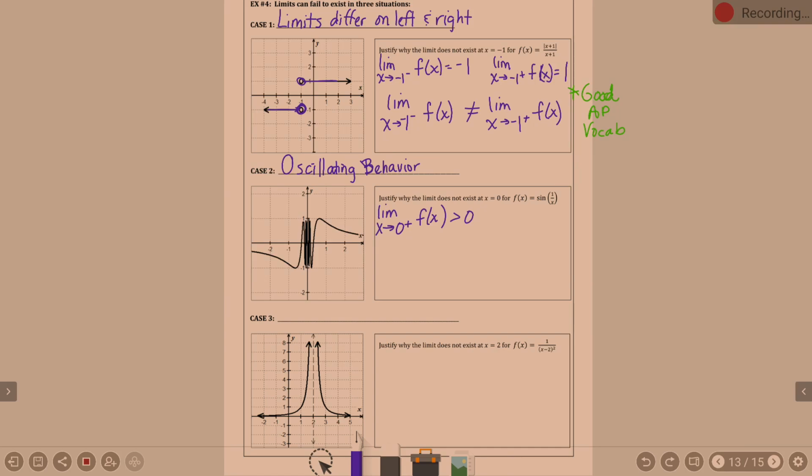Whereas, what about when it approached 0 from the left? It was less than 0, wasn't it? Because it was down at negative 0.95 or something like that. Okay, so this limit is greater than 0, while this limit is less than 0, therefore we can say the limit does not exist.